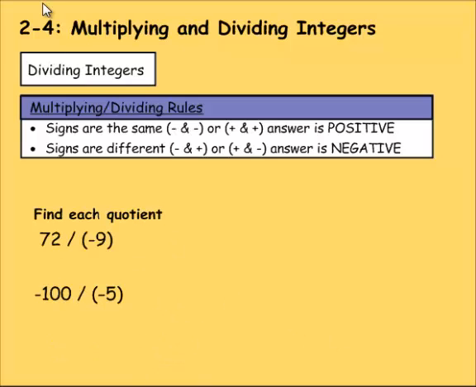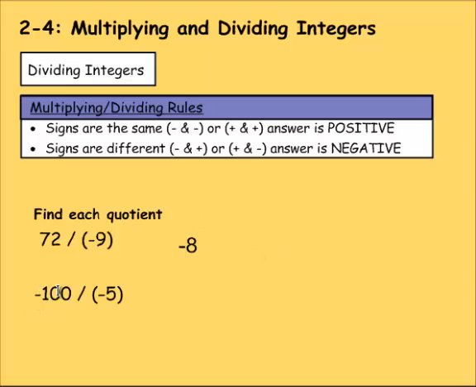Let's do dividing. Remember that dividing follows the same exact rule system here. We have positive 72 divided by negative 9. We have a positive and a negative here. That's different, so the answer is going to be negative. 9 goes into 72 8 times, so our answer would be negative 8.